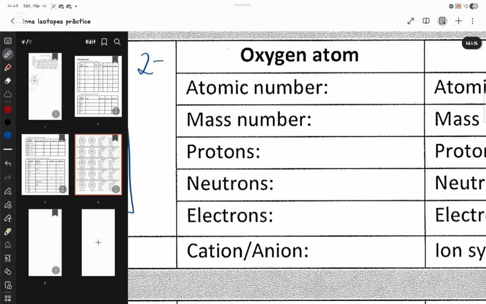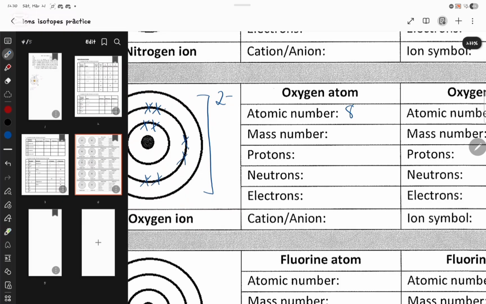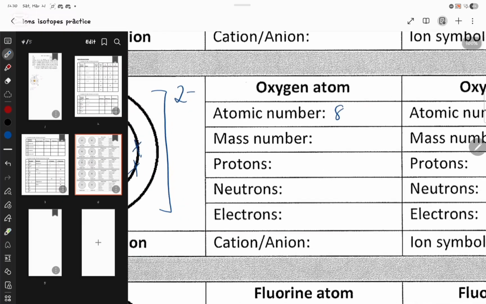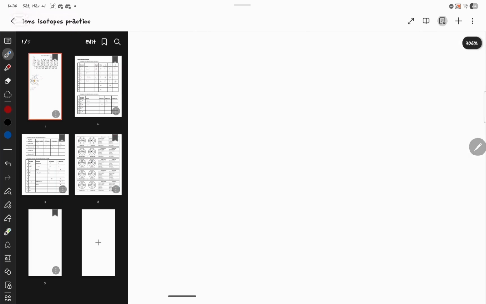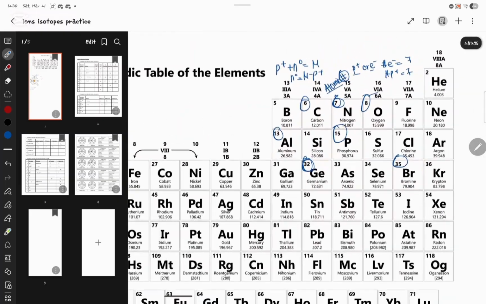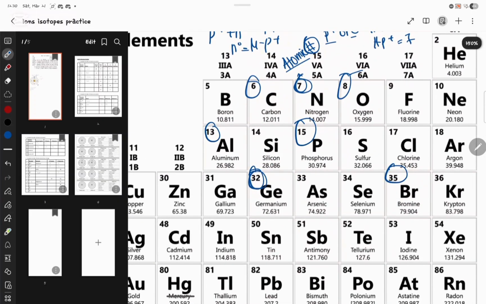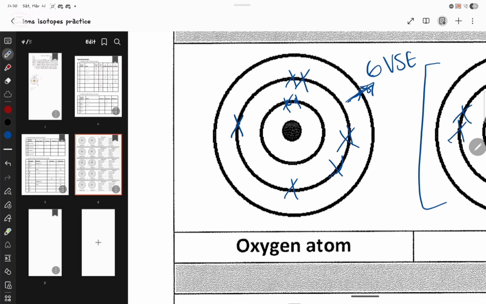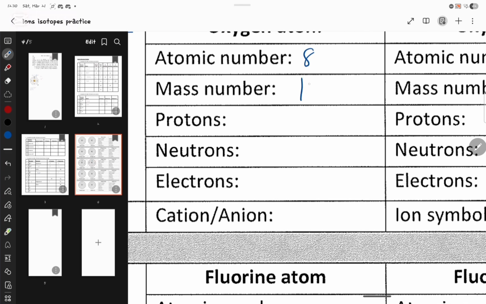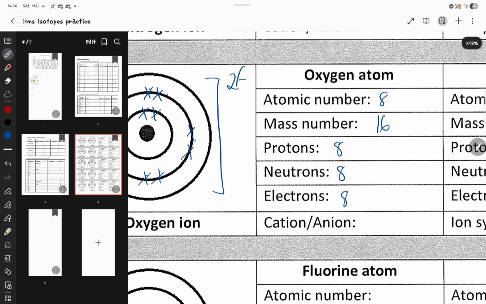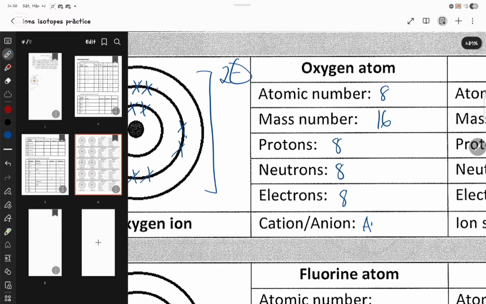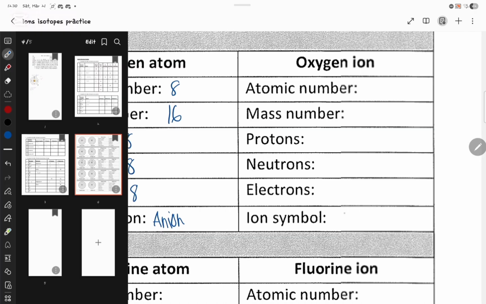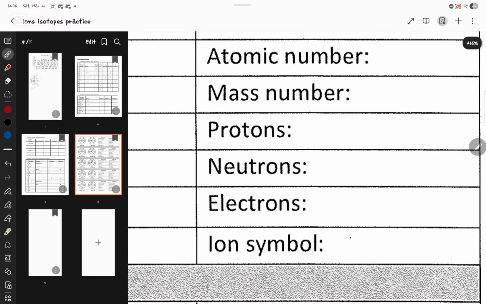Let's do this. Okay. Atomic number 8. Yeah, 8. Mass number, check. Mass number is 16. 16 neutrons here. Cation, anion. So we obviously know it's a negative charge, so it's gonna be anion. Okay, ion symbol, oxygen 2 minus.